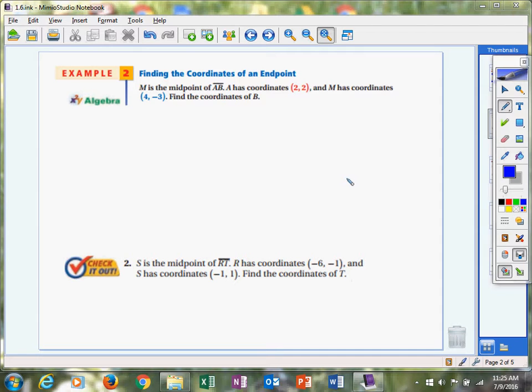Students, this next example out of section 1.6 is pretty interesting. We're again working with the midpoint formula. A lot of times we get caught up with using the formula to find the midpoint, but sometimes they're going to give you the midpoint and maybe one of the endpoints and ask, what's the missing endpoint? You have to work backwards just a little bit.